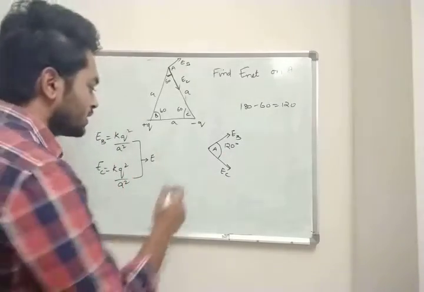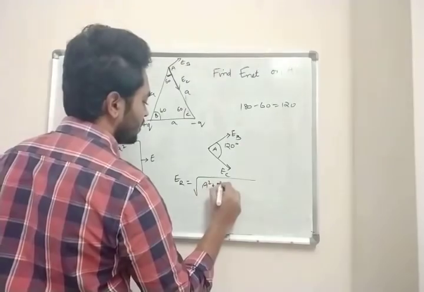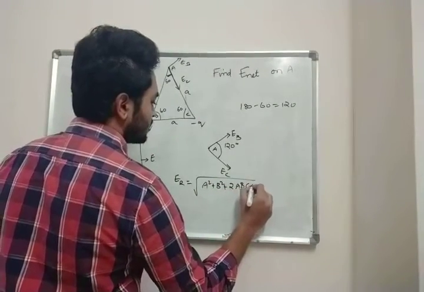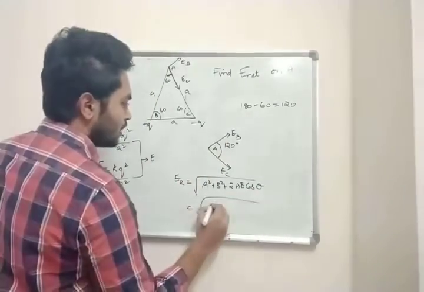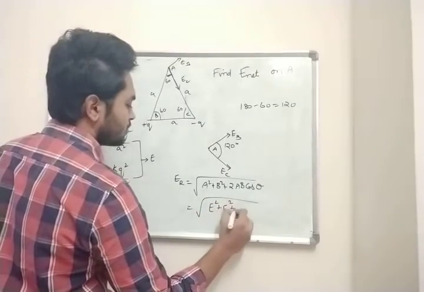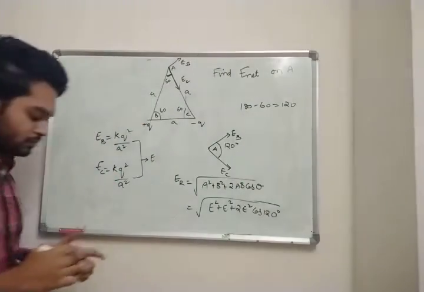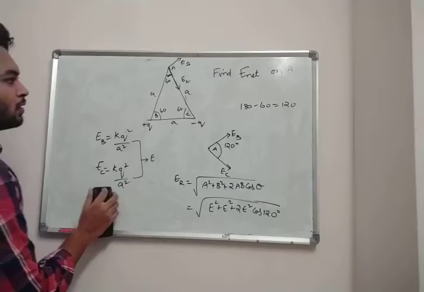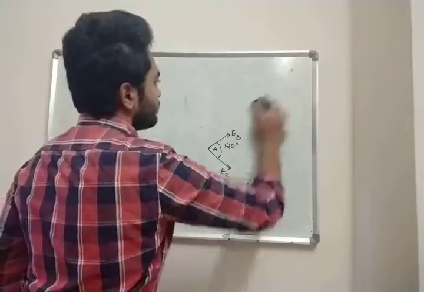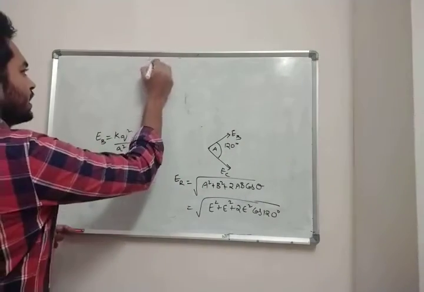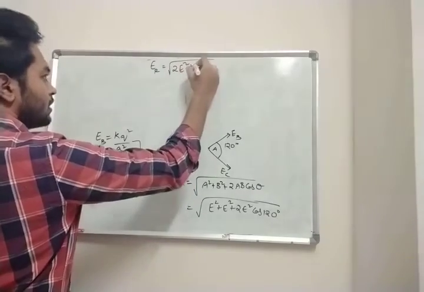Now how to find the resultant? ER is equal to under root A square plus B square plus 2AB cos theta. Here both are the same, so under root E square plus E square plus 2E square cos 120. Now calculate it. What do you get after calculation? ER is equal to under root 2E square plus 2E square cos 120.